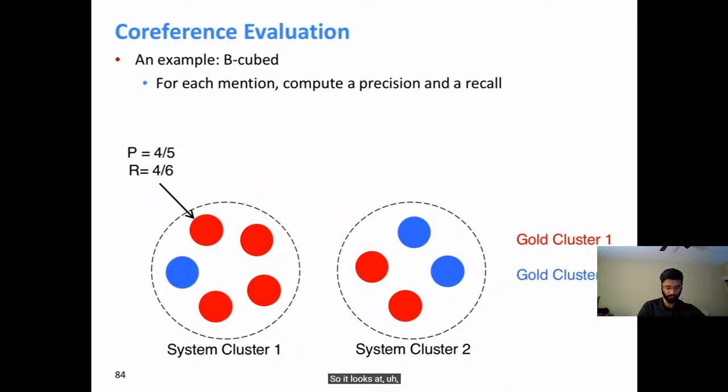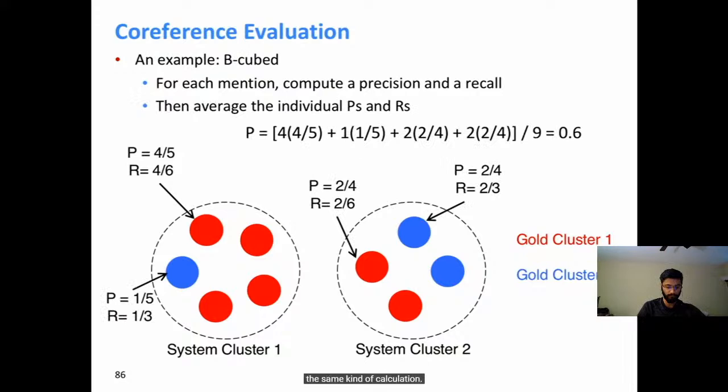So it looks at a cluster identified by the system and it says, well, this cluster is 4/5 gold cluster 1, so the precision is 4/5. But actually, there are 6 things in gold cluster 1, so it only has a recall of 4/6 of that cluster. And then it similarly does the same kind of calculation for the other one. And then it's going to average across the precisions and recalls, and come up with an overall B-cubed score.